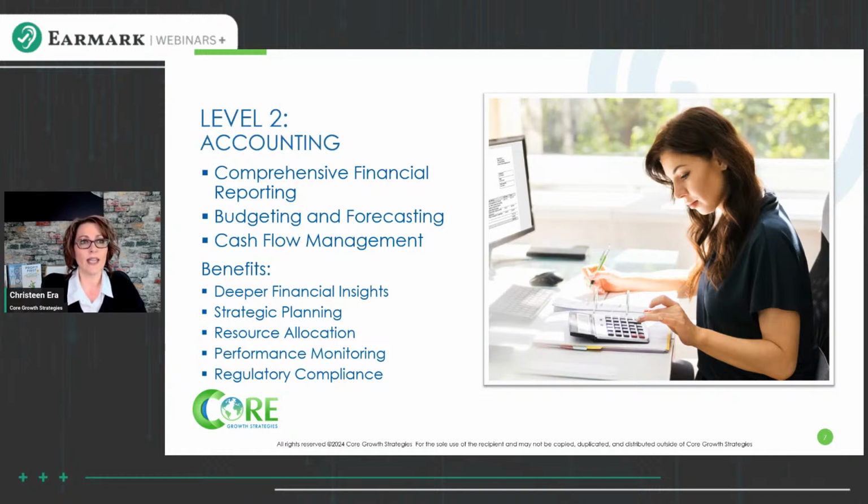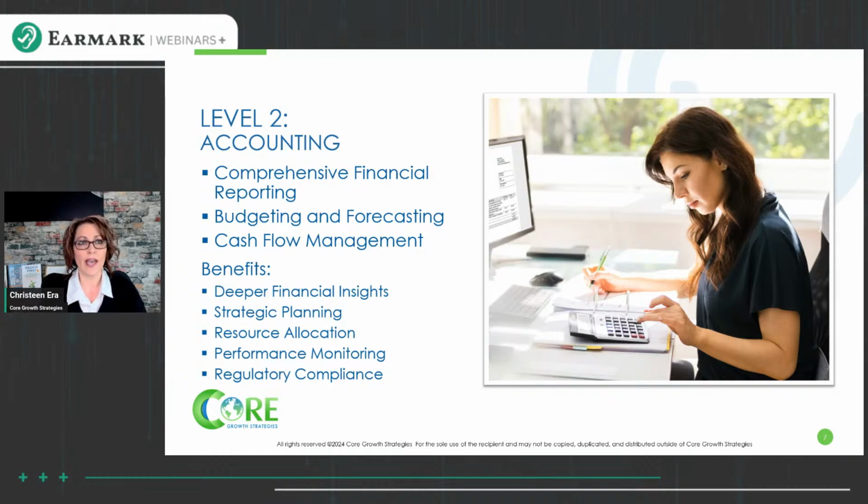So when we're looking at the accounting side, it's going to give you that complete financial overview, acting like a health report for the business. So it helps with that budgeting and forecasting, using past data to plan for the future and make informed decisions. And these are things that you can have conversations with your clients about.